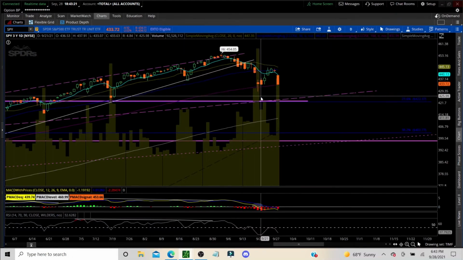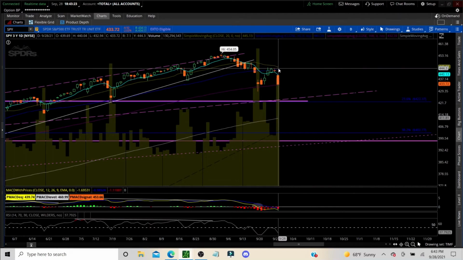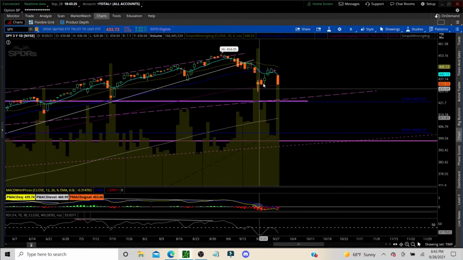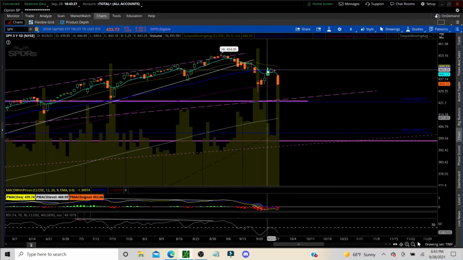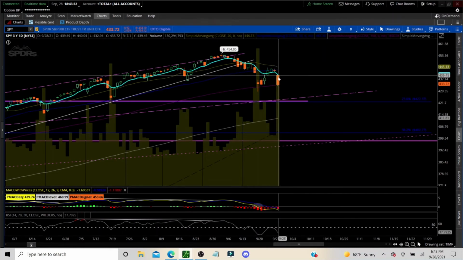I didn't recognize that we'd have a bounce so high, but I knew that we were looking for a bounce at some time in that area. It was a rip your face off rally. I didn't realize it'd go so high.